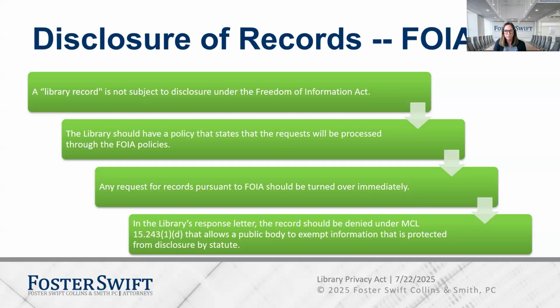So let's give an example. Someone has requested, they want to know what Jane Doe checked out at your library on July 8th. I saw Jane Doe at the library. I saw a book. What did Jane Doe check out? Clearly a library record. And if there's a FOIA request submitted for it, the library would deny the request and they would cite subsection 1D, which I've cited here.